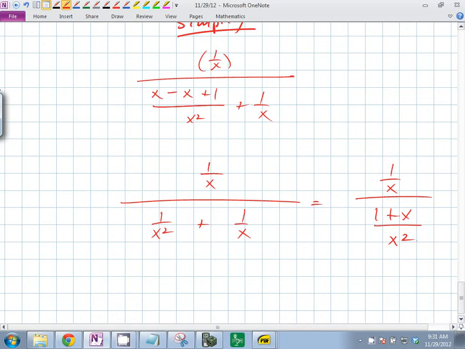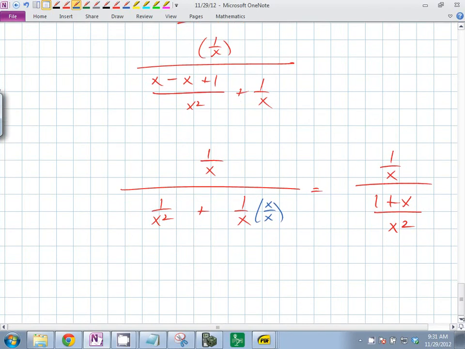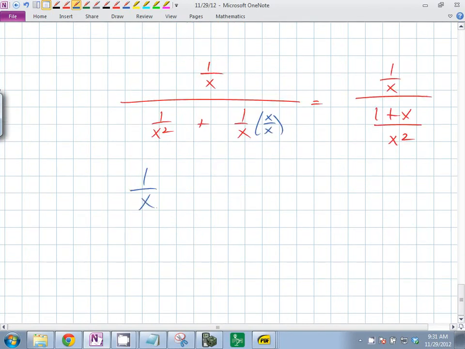What did I do here? I multiplied this by x over x. Is that correct? So what does that become? 1 over x times what? x squared over 1 plus x. So that becomes x over what? 1 plus x. Is that pretty cool?